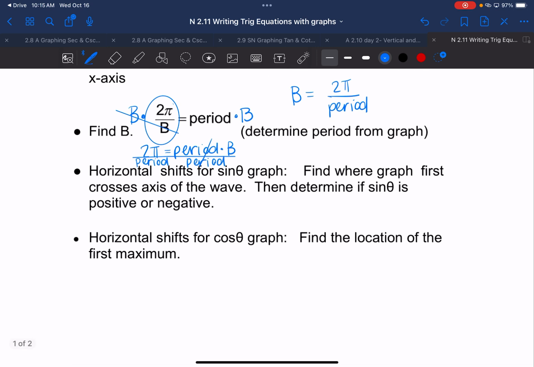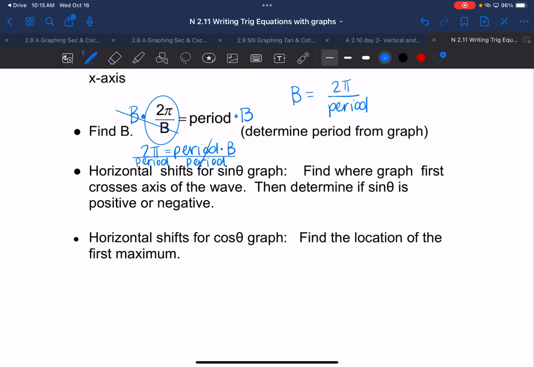Okay? Then it says for horizontal shifts for the sine graph, find where the graph first crosses the axis of the wave and then determine if sine of theta is positive or negative. So they're saying you need to figure out your lines, right, if you've shifted vertically or horizontally before you decide if your a value needs a negative in front of it. Okay, so you need to draw in those lines first.